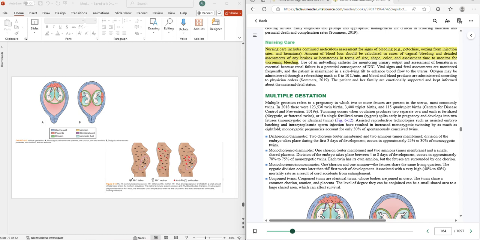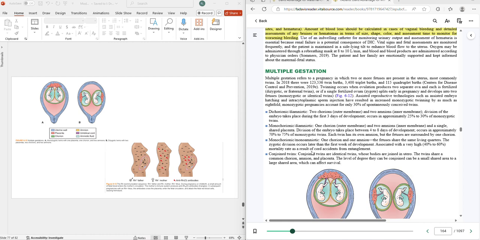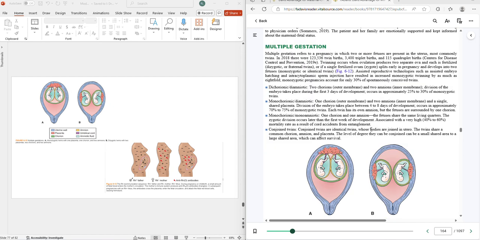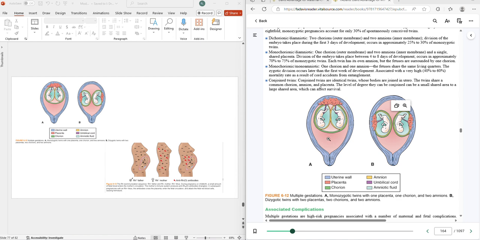The different types of multiple gestation. Monochorionic is 1 chorion and 2 amnions, okay? So you will see that on A. So there's 1 sac, but on the inside there's 2 internal amnions, 2 internal membranes, okay? And they share a placenta. And then you have the dichorionic, which are 2 chorions, 2 placentas, 2 sacs, 2 amnions, okay? So just be familiar with that.